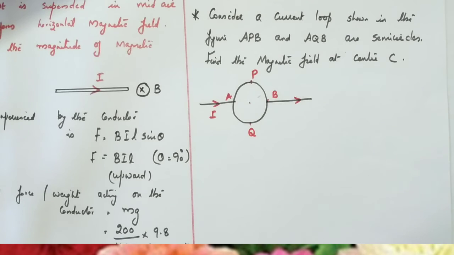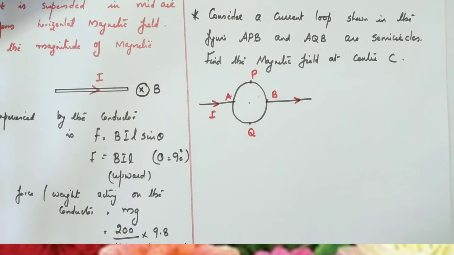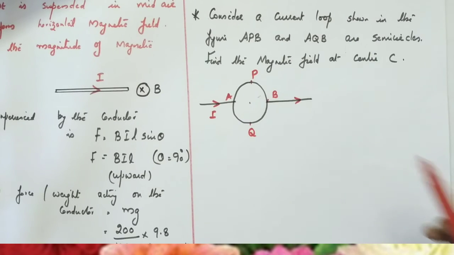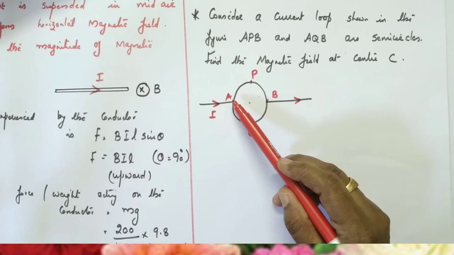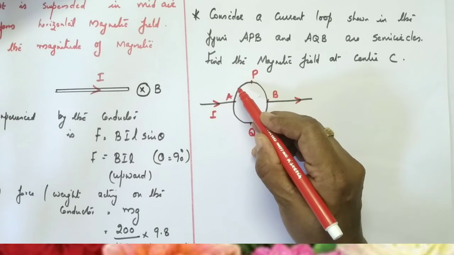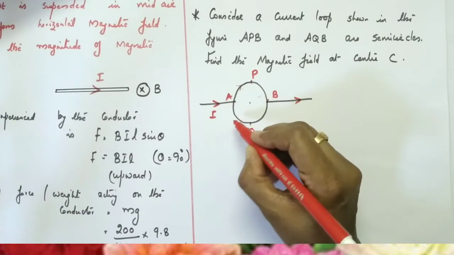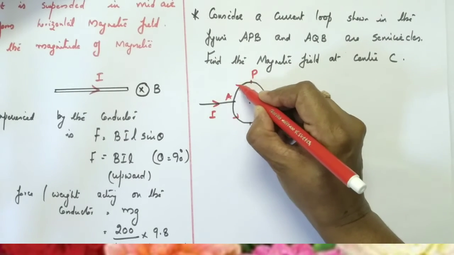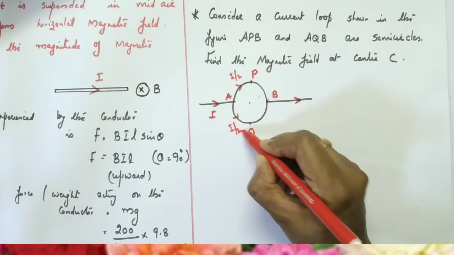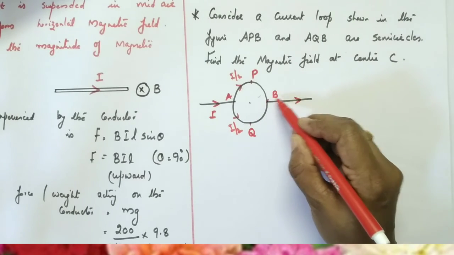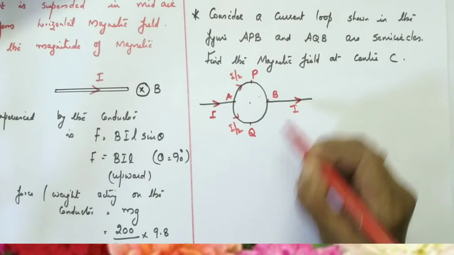For the loop shown in the figure, APB and AQB are semicircles. Find the magnetic field at the center C. So this is a current loop. Here I is the current entering, and at the point A the current splits into 2. So each is I by 2. And at the point B, it again combines to form I.